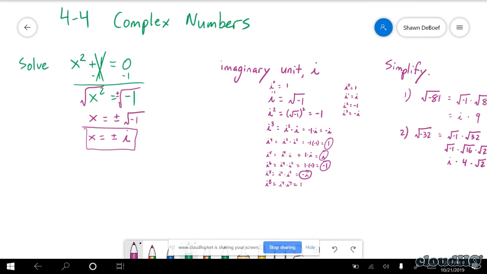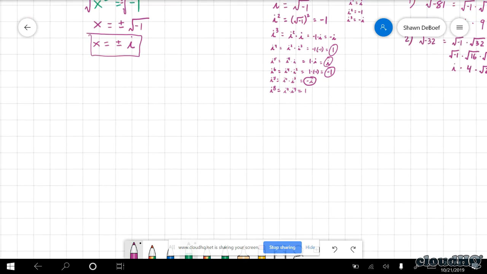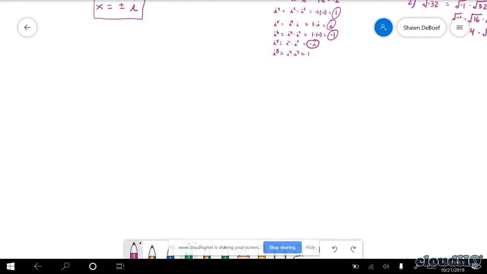Okay, now those are all imaginary numbers. And imaginary numbers and real numbers, when we combine them together, make up the group called complex numbers, and that's the title of the section. To introduce those, I want to think a little bit about a Venn diagram for a second.